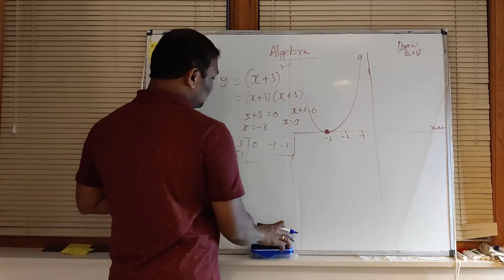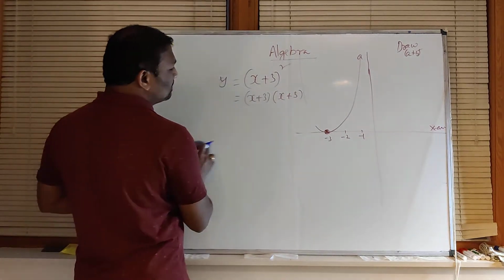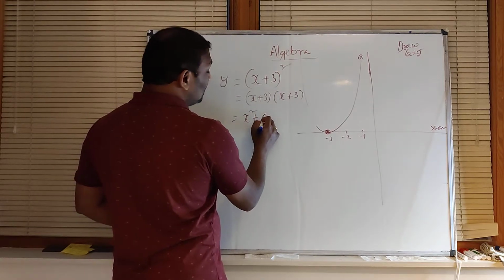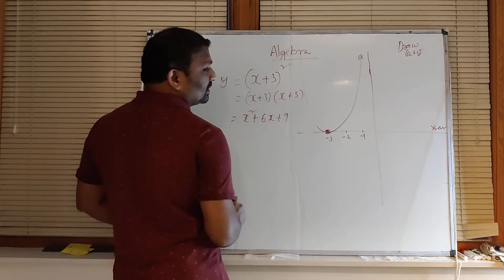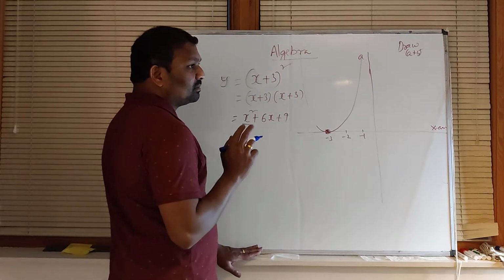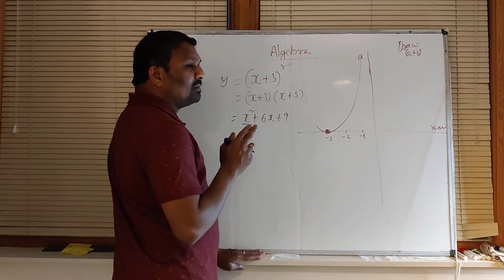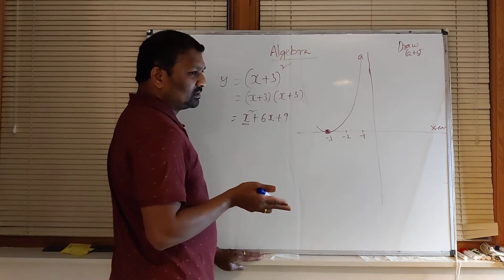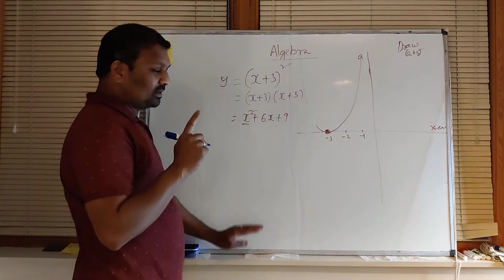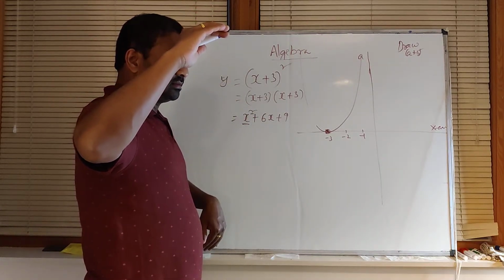If you expand this one, a square plus 2ab plus b square. What is the maximum power of x here? 2, because we have the maximum power as 2. Both arms will either go up or go down, because this is an even number. If the maximum power of x is 3, one arm will go up and one arm will go down.